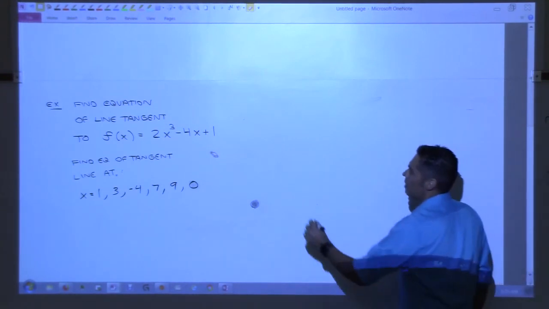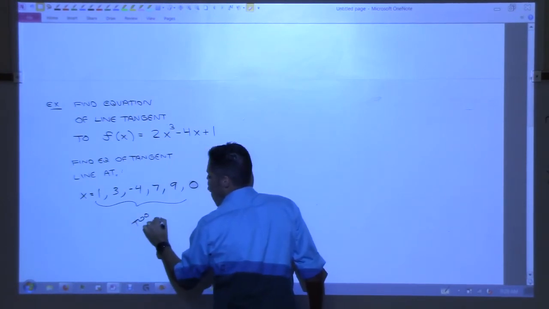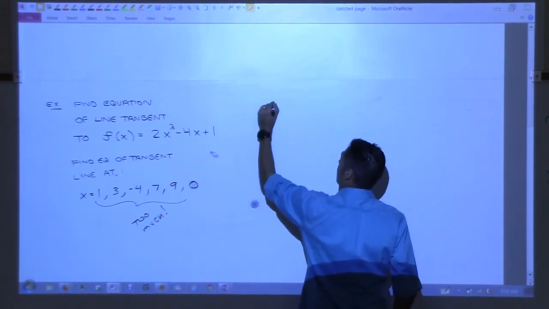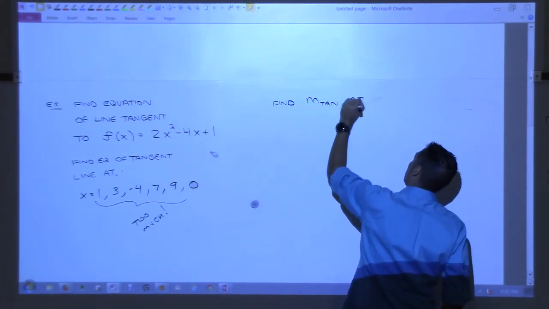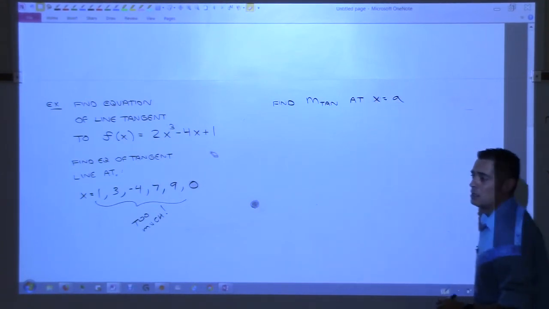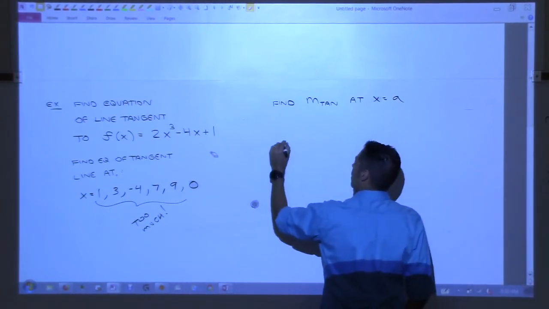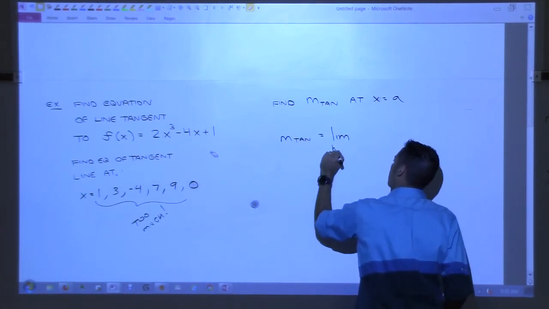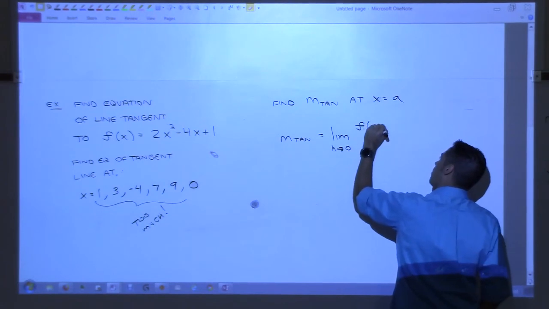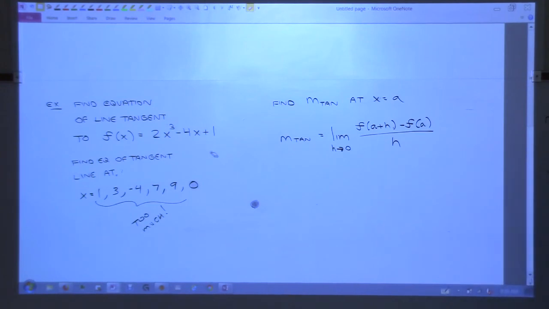So what I'm going to do is I'm going to say this is too much, right? I don't want to do this work 6 times. So instead, I'm going to find the slope of the tangent line at x equals a first. Not at x is 1 or 3 or negative 4, at a. I'm going to leave it as a variable. So that means the slope of the tangent line is the limit as h goes to 0 of f of a plus h minus f of a, all over h. And this time I'm not going to replace the a with anything. I'm just going to leave it as a plus h.